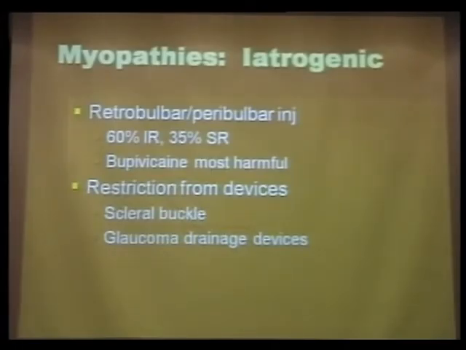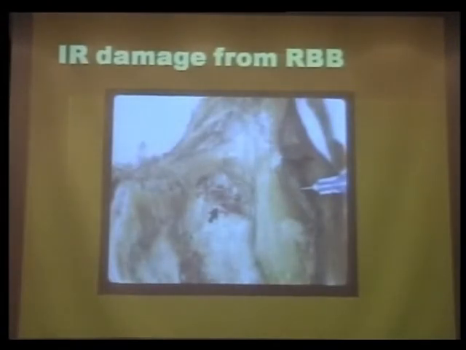Sometimes we as surgeons produce myopathies as well. Obviously, if you do a scleral buckle or a glaucoma procedure, you can have restrictive eye disease from this. But retrobulbar and peribulbar injections are very common. This is a cadaver study that we published a couple of years ago, and you can see it's very easy to understand how a retro or peribulbar injection is going to hit the inferior rectus, and that's about 70% of the problem.